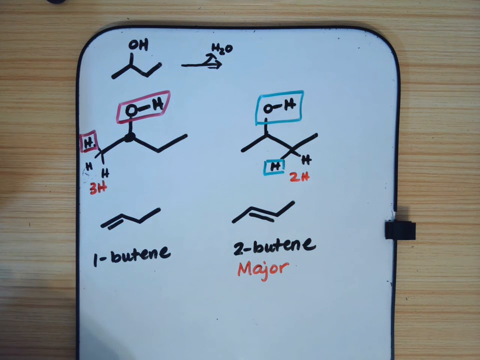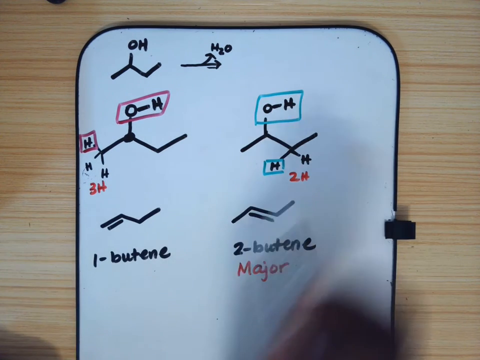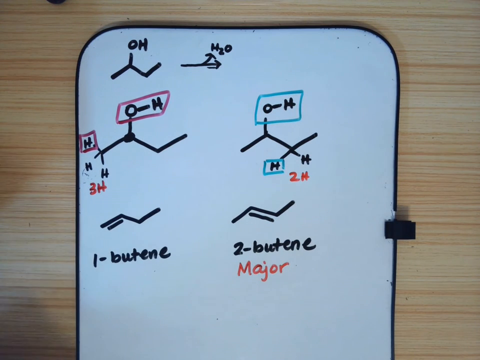And so in this example, because we had carbon 3, which had more hydrogen, versus carbon 2, which had fewer hydrogen, carbon 2 would give us our major product. So while we may see a mixture of both compounds, we would see more of the 2-butene than the 1-butene. So let's look at another one.